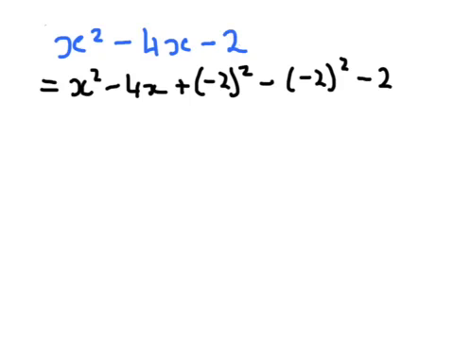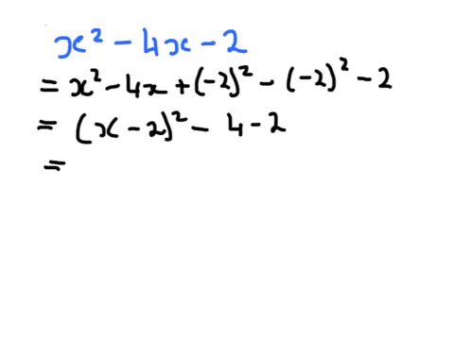Okay, so now what we can do is form a perfect square over this part of the expression, and it's very easy to do. We go like this, equals x minus 2 all squared minus, and we've got to be careful here, anything squared is positive, so it's minus a negative 2 squared, so it's minus 4 and then minus 2. Okay, so just tidying that up a touch, we've got x minus 2 all squared minus 6.